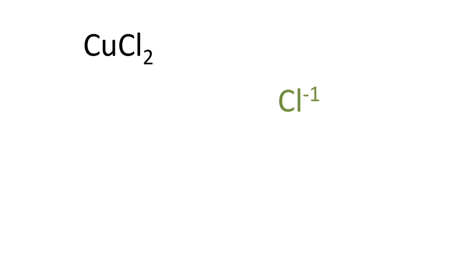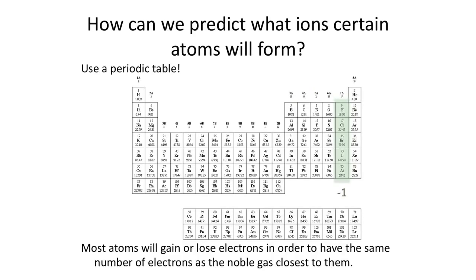Let me show you how you can figure this out. You can look on the periodic table. Remember that most atoms will gain or lose electrons in order to have the same number of electrons as the noble gas closest to them. That is, most atoms like to follow the octet rule. That means that all of the atoms in the second to last group on your periodic table tend to form ions with a charge of -1.